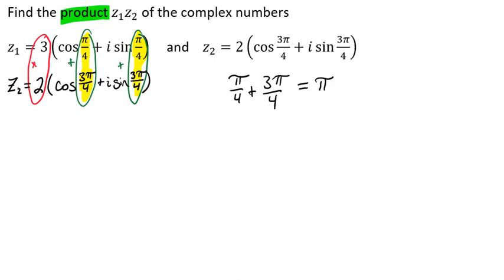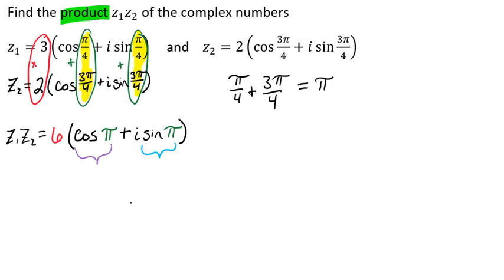Now if I wanted to, in my calculator, I could simply type in 1 over 4 plus 3 over 4, and it would give me a 1. And I just remember to put my pi symbols there. So now we're going to plug our pi into our theta places. So we have 6 times the cosine of pi plus I times the sine of pi. So now we need to evaluate the cosine of pi and the sine of pi. Using the unit circle, we find a cosine of pi is worth -1, and a sine of pi is worth 0.